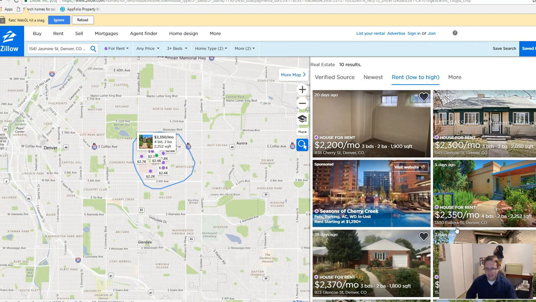So, anyways, that's it in a nutshell. I just wanted to go over the dangers of overpricing, and hopefully that made sense.